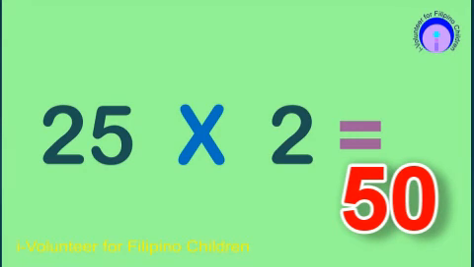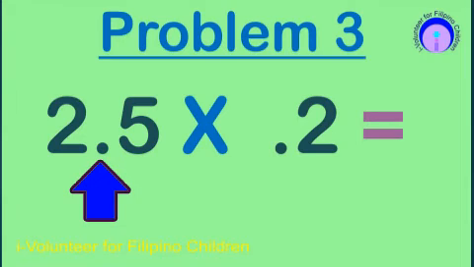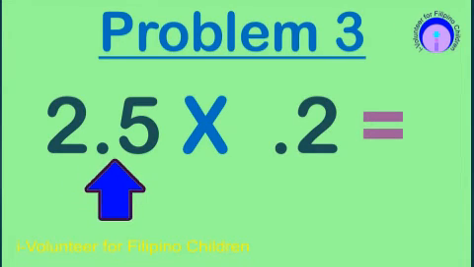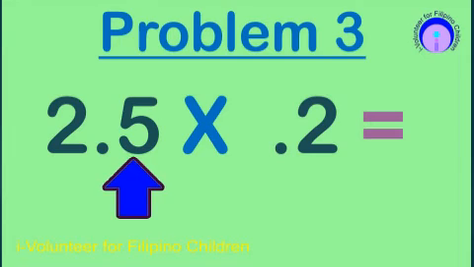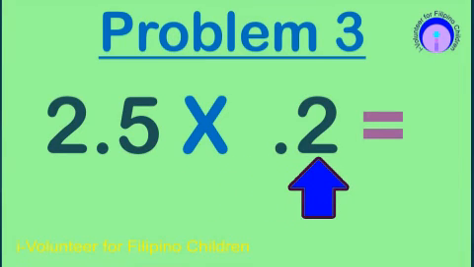Yes, it's 50. But this is not our final answer because we still have to move the decimal point to the left. Now let's count the total number of decimal places. From this decimal point, count the number of digits. There is only 1 decimal place here, so let's continue. This is the second one. Therefore, in this problem, we have 2 decimal places.